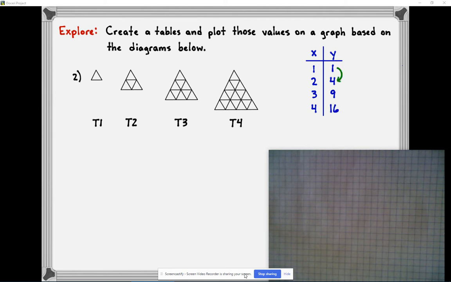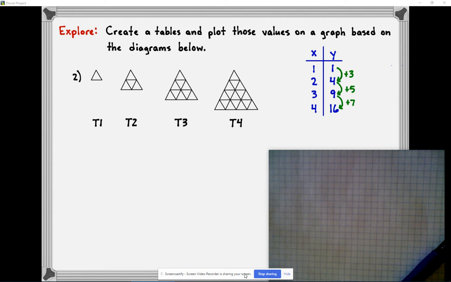But from here, we're going to go ahead and check our first differences, our second differences, and our multiplication. In our first difference, we can see that we're adding 3. From 4 to 9, we're adding 5. And from 9 to 16, we are adding 7.